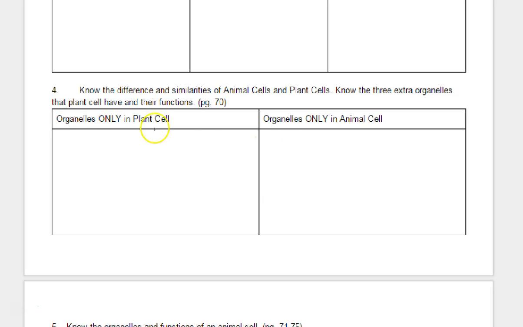Okay, and here's our two types of eukaryotic cells. So we have plant cells and animal cells, and we want to know the differences and similarities of animal cells and plant cells, and they have some extra organelles that animal cells do not have. So the organelles only in plant cells are going to be our chloroplast, and these chloroplasts are going to be turning the sun into food.